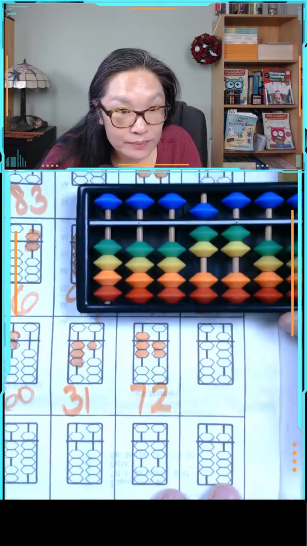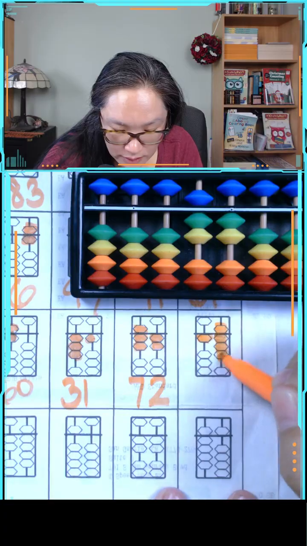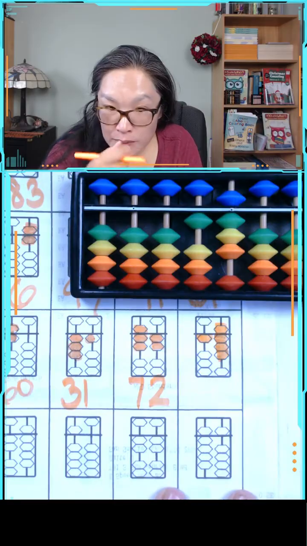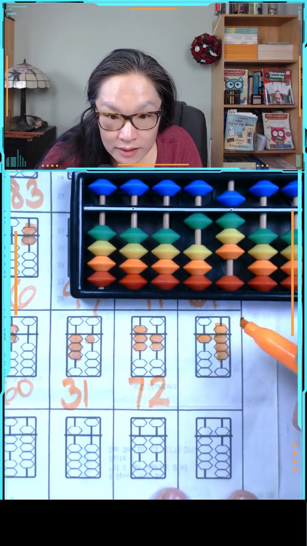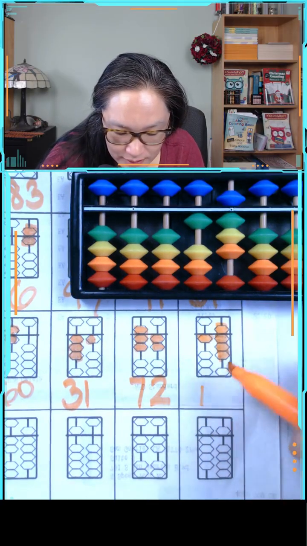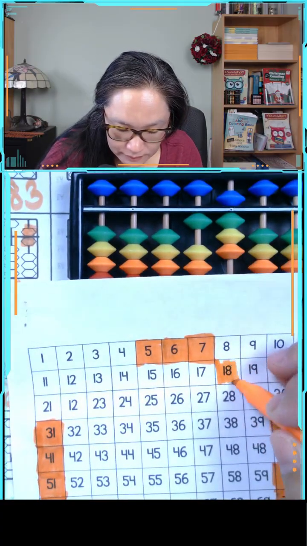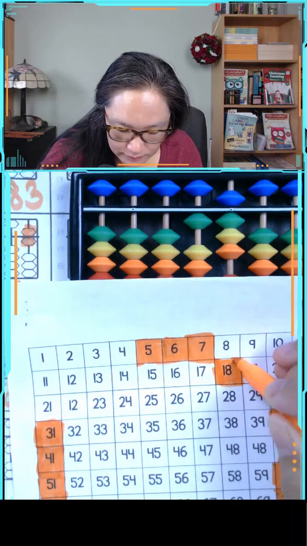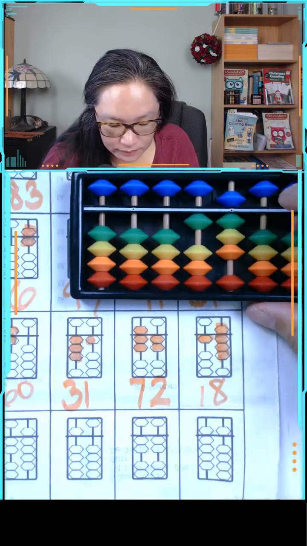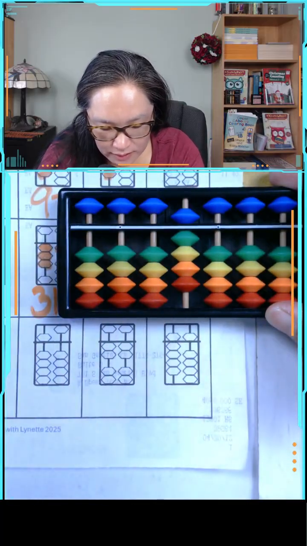And then we have our next number. What number do we think this is? We have our tens and we have our ones. Thank you, Star. It is 18. Yeah, I think that's what it is. So what's our next number? We have our tens and we have our ones.